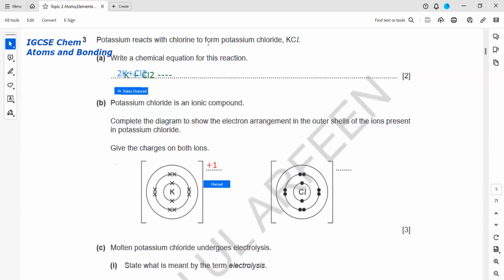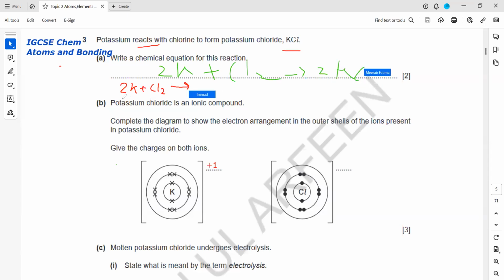So this one is classified paper 4 questions from topic 2 on atoms, elements, compounds, and bonding. Potassium reacts with chlorine to form potassium chloride. Write a chemical equation. First, potassium, because potassium is a metal, exists as an atom. And the non-metal exists as a molecule, except for group 8 and for group 4.